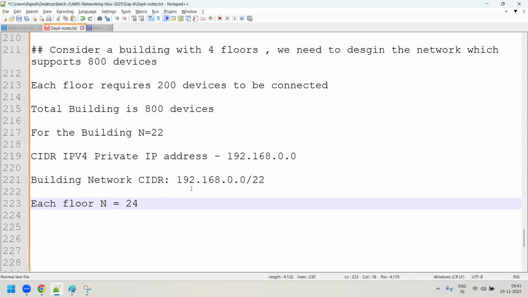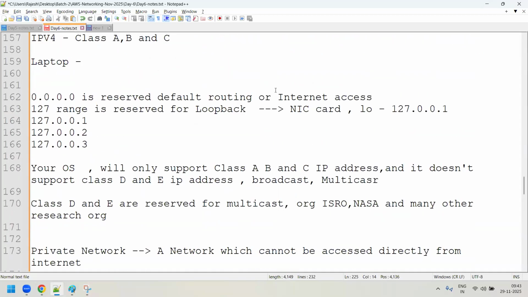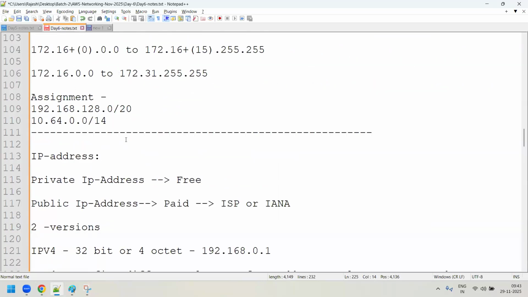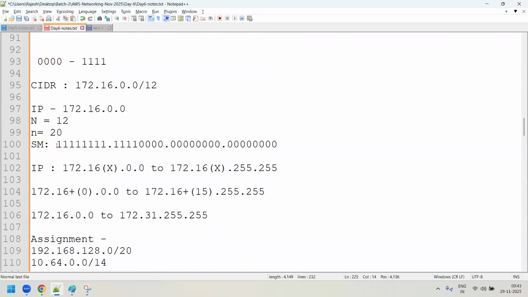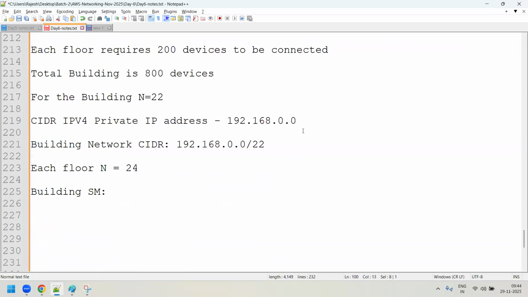Right. Now, Rajesh, when capital N is 22, it is for a building. So I need to calculate what the building subnet mask is. If it is 22, there will be 22 ones. So it will be 1111... Let me copy it from somewhere, I can't type it again. It is 22 ones.